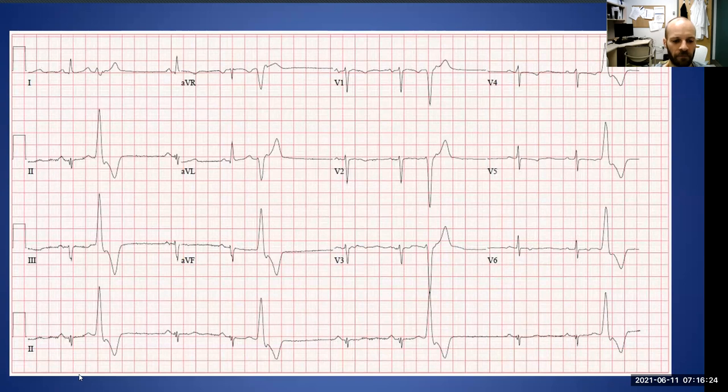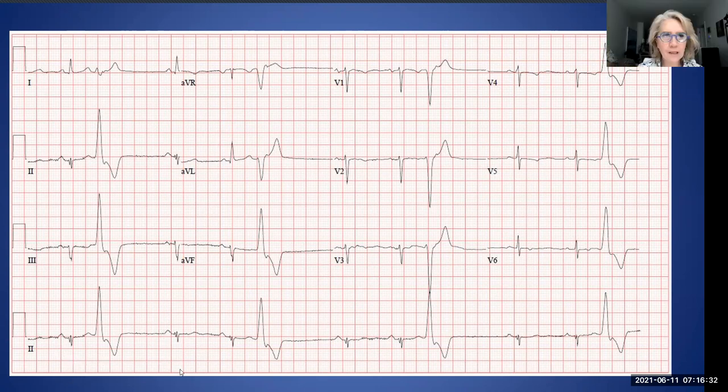So how are we working it out? So why might it be 35 or why might it be 38? Because I wasn't sure if that middle one, in lead one, was a QRS complex, that one in the middle, or if it was not. Okay, that's a great point.